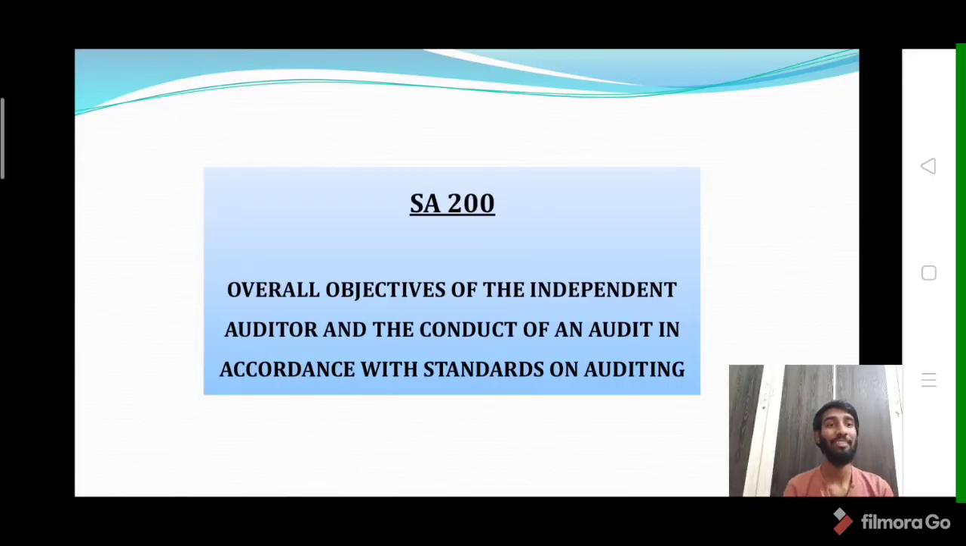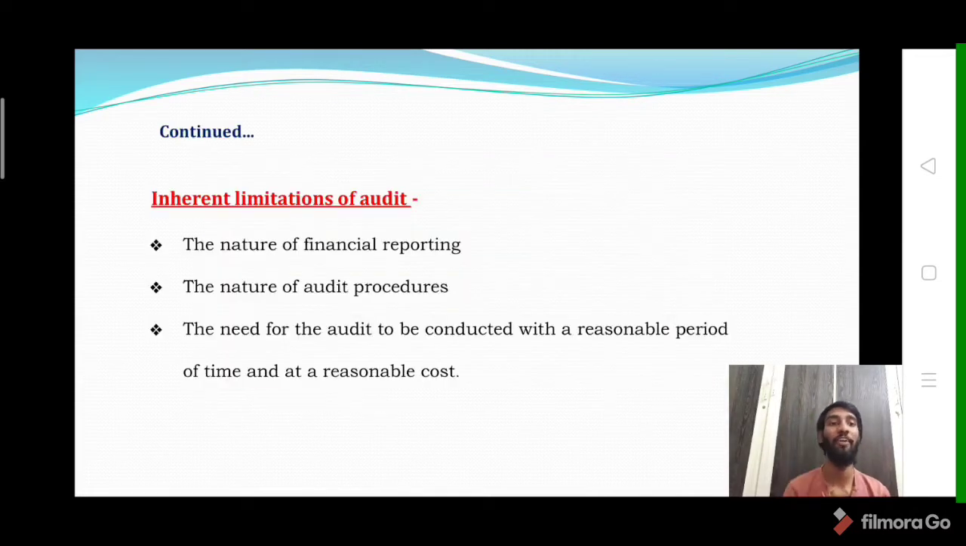So as we discussed before, today we are going to discuss the first topic, that is inherent limitations of an audit. As we said before, as an auditor we need reasonable assurance. Reasonable assurance is nothing but a high level of assurance. Why are we not able to provide absolute assurance? Due to inherent limitations of an audit, the auditor cannot provide absolute assurance, that is 100% assurance. What are these inherent limitations?